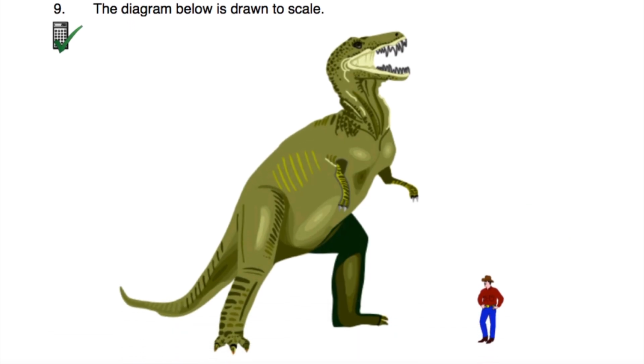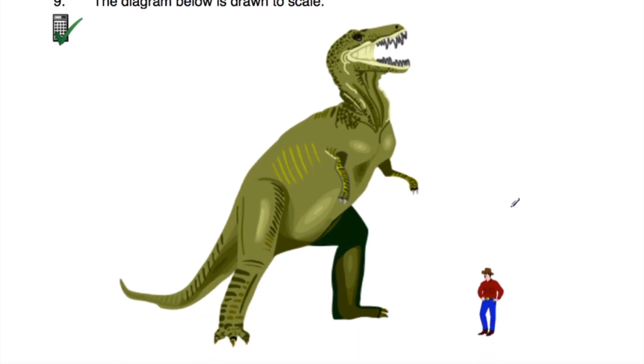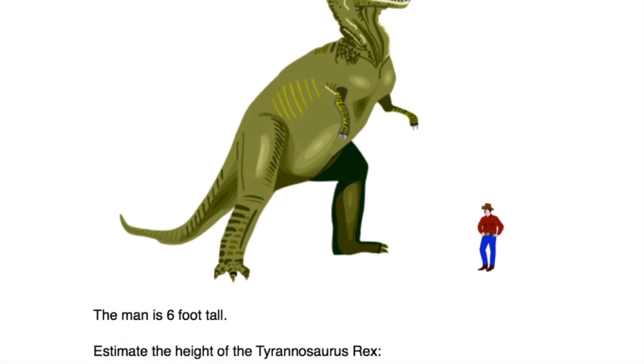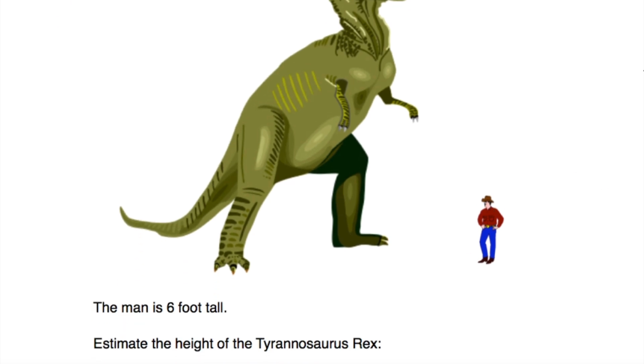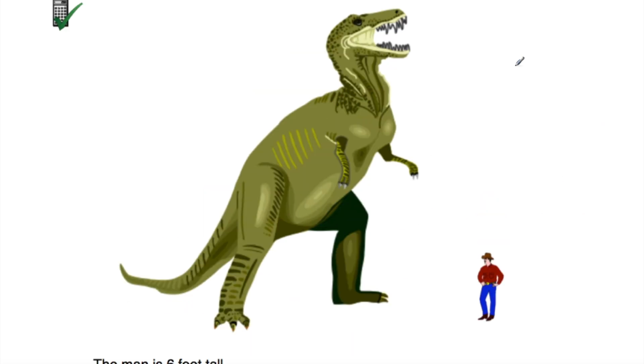Okay, let's look at our next question, question number 9. We've got this dinosaur and this man, and the question says the man is 6 foot tall. Is that Jack from earlier on? Did we have him earlier on? And we've been asked to estimate the height of the dinosaur, the T-Rex.